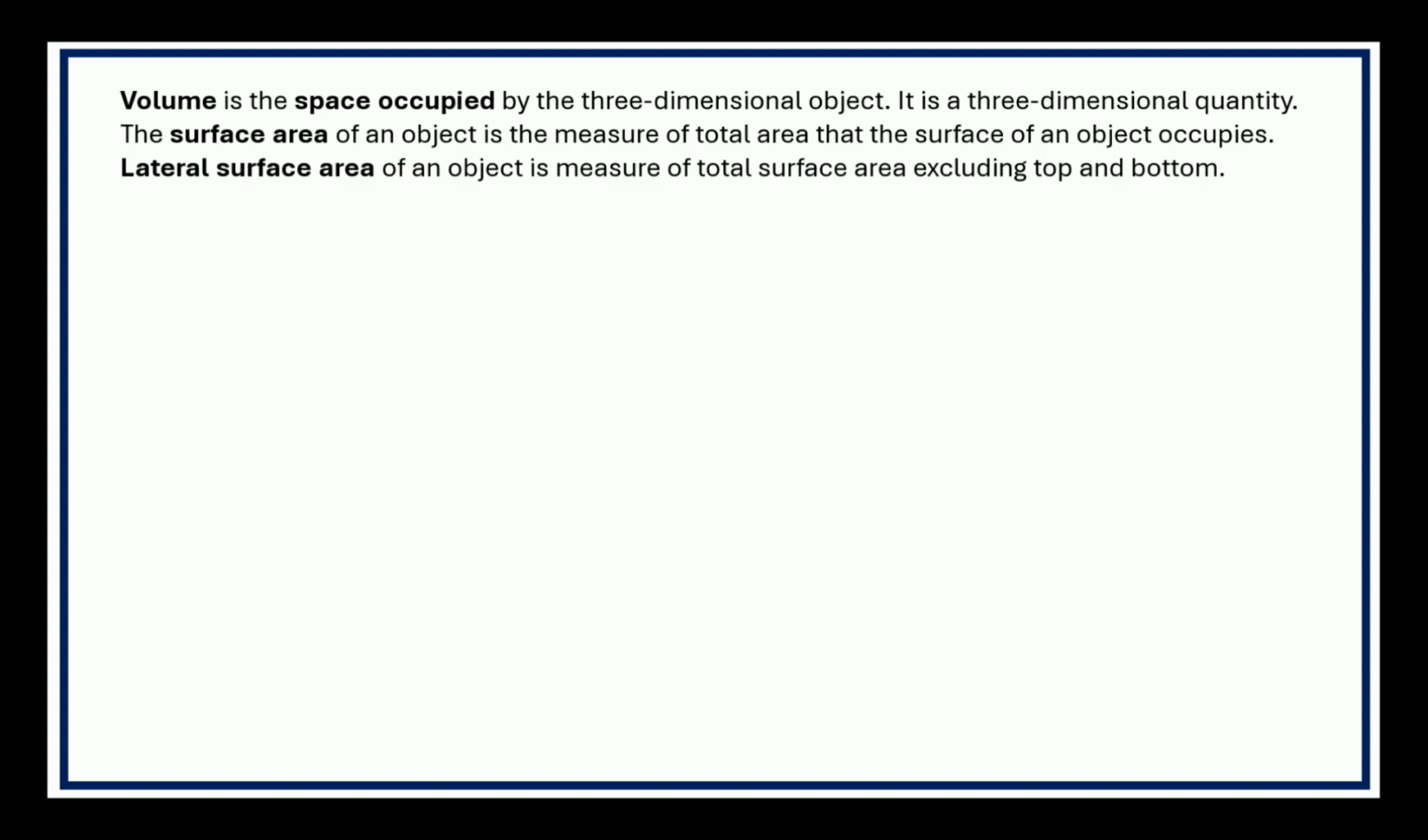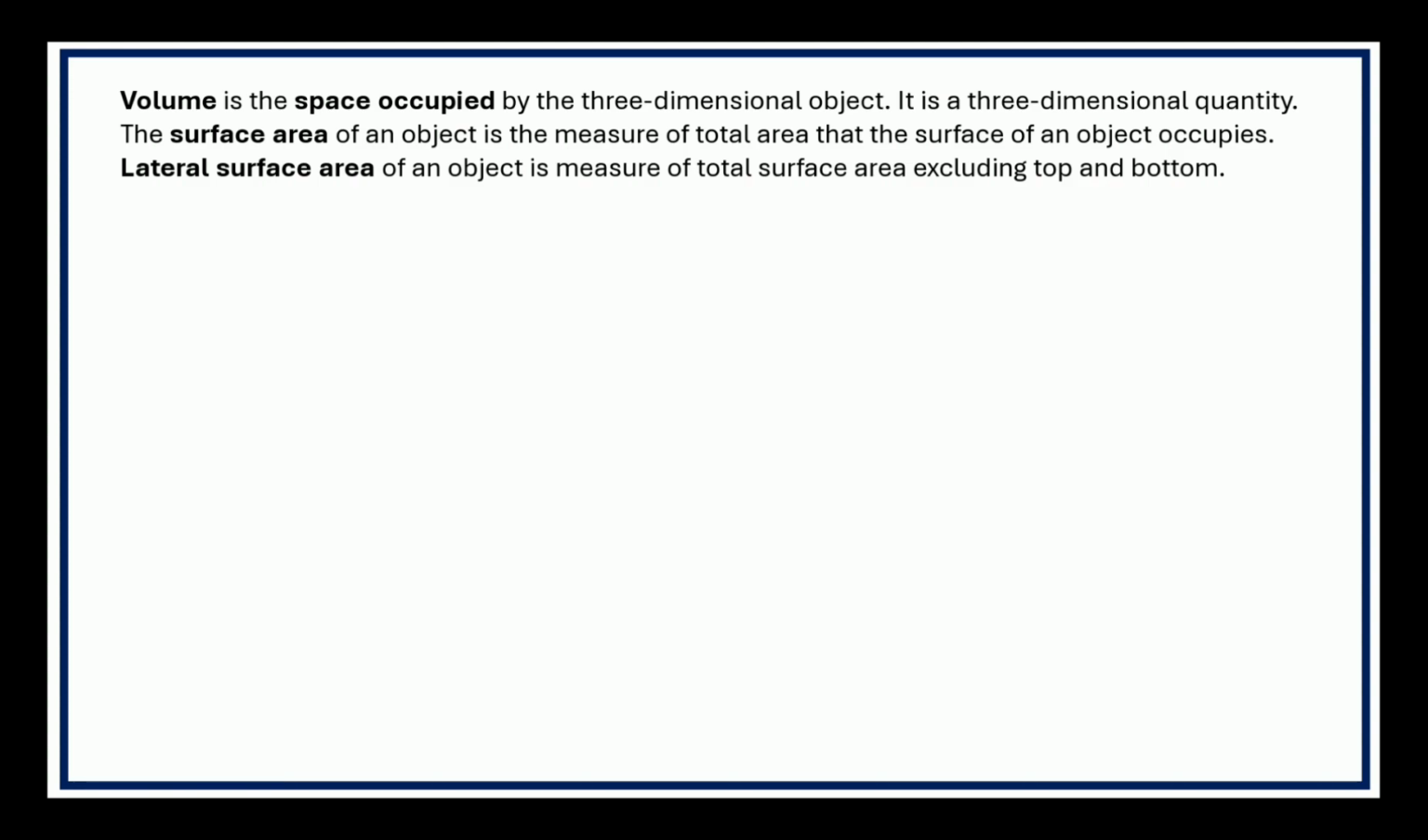Now, you guys might be knowing about volume. Volume in short terms is space occupied by a three-dimensional object, aka a 3D object. It's a three-dimensional quantity. Now, volume is just the space occupied by any 3D object. That's a simple definition. That's all.